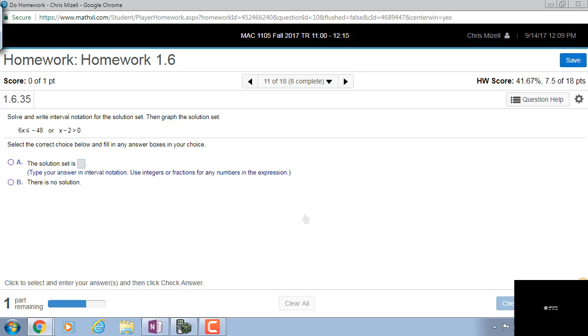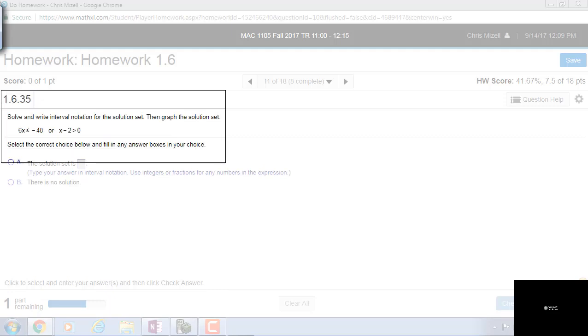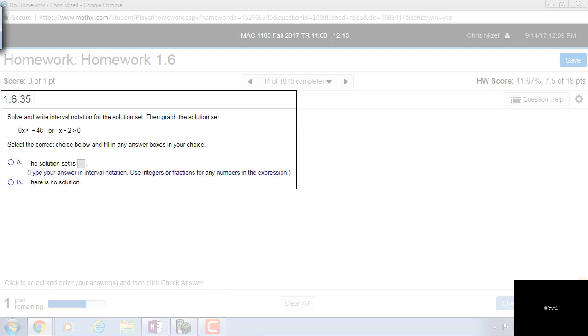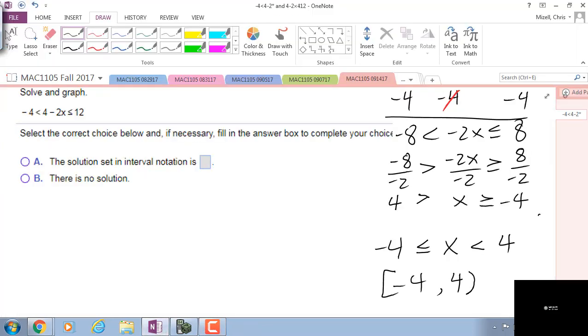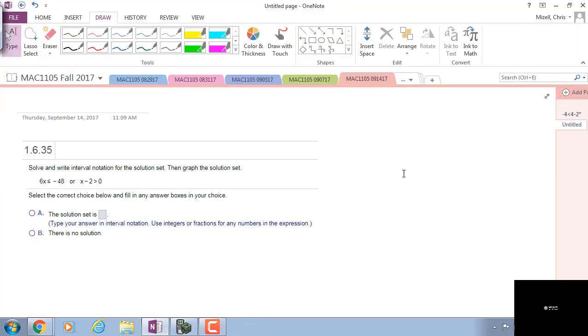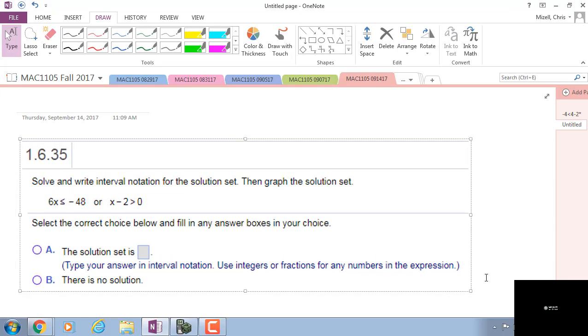Let's see if the next question is okay. The last two, because they were the one we did today and the last one we did last time, because they were three-part inequalities, we could rewrite them using the word and. Well, here's an example of a compound inequality that involves the word or instead. 6x is less than or equal to -48, or x minus 2 is greater than 0.